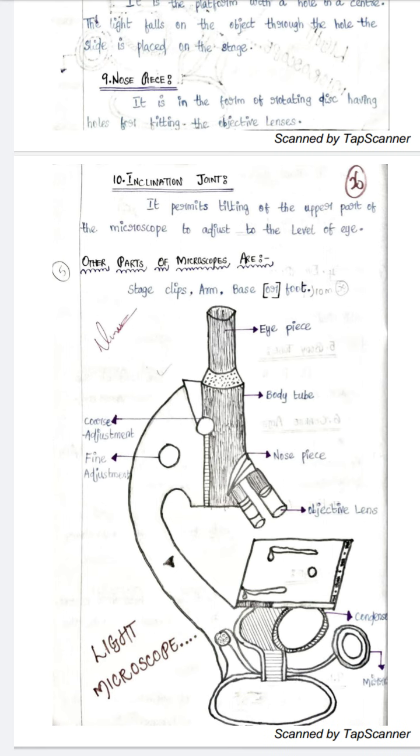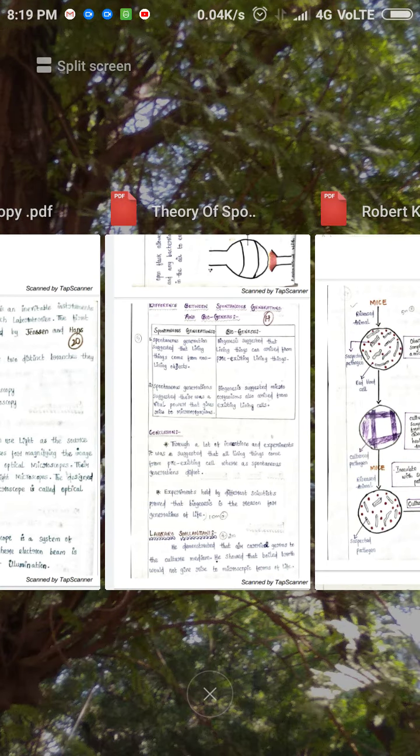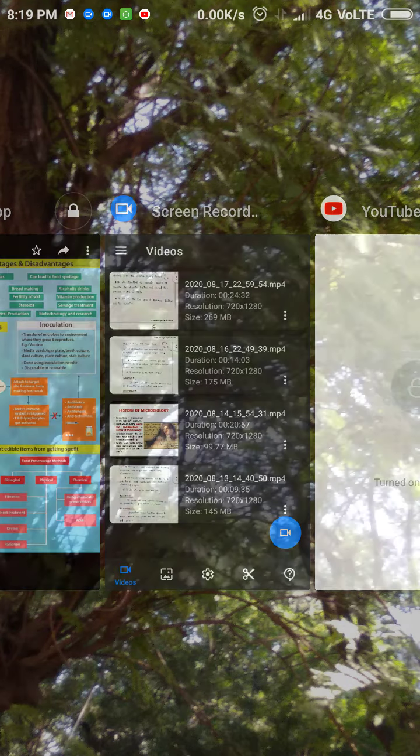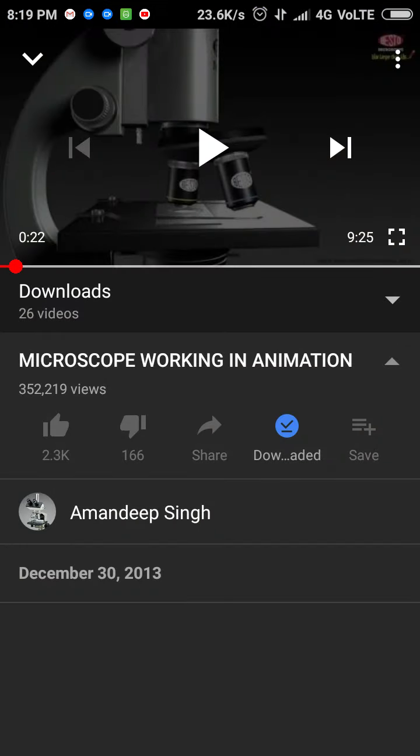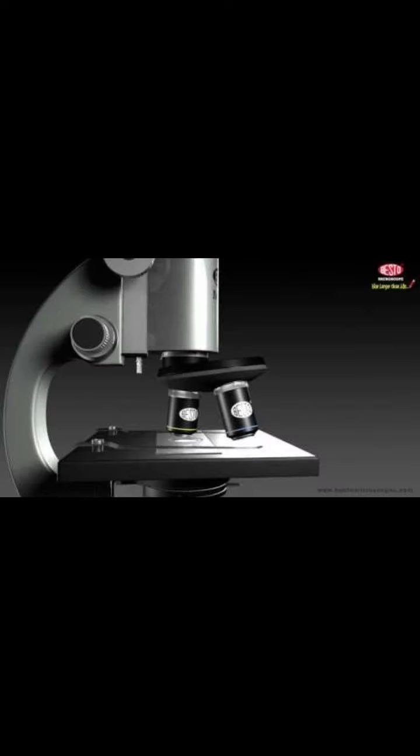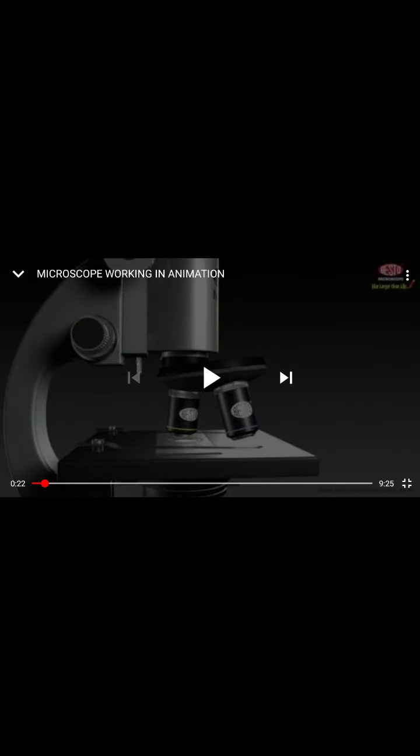So this is the image of the microscope. You have the eyepiece, which is also called the ocular, body tube, nose piece, objective lens, and coarse adjustment and fine adjustment. And we have the condenser, diaphragm and the mirror. Now let's go to the video. This is the video which I have downloaded. Just listen to the video. You will understand more clearly what the parts of a microscope are and its uses.